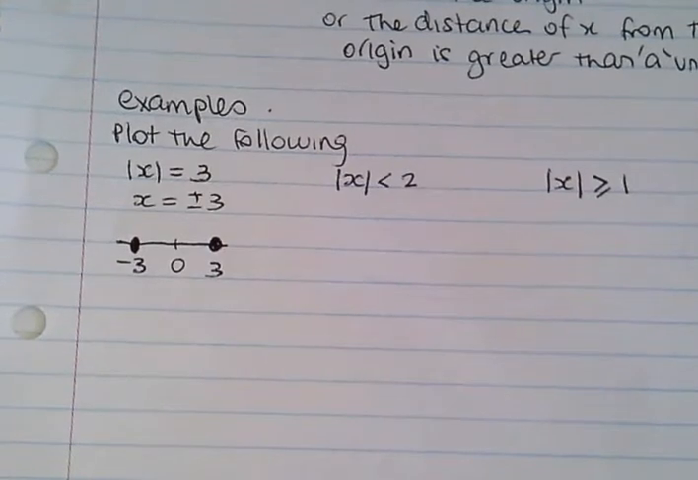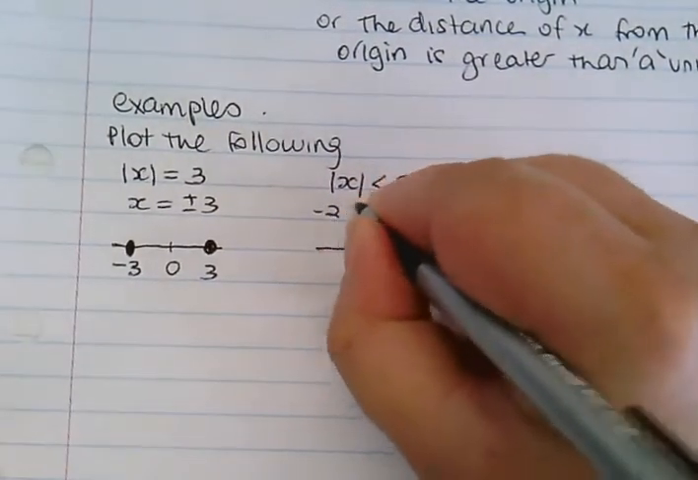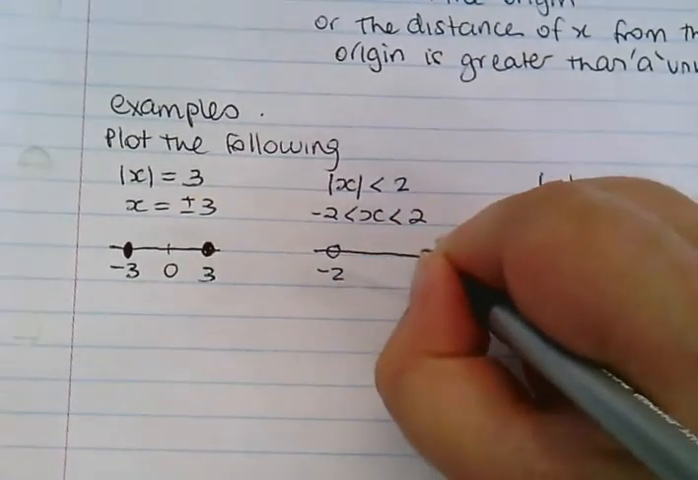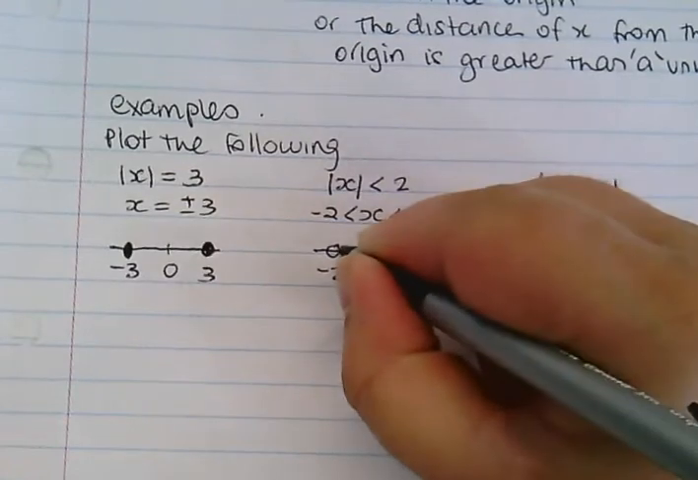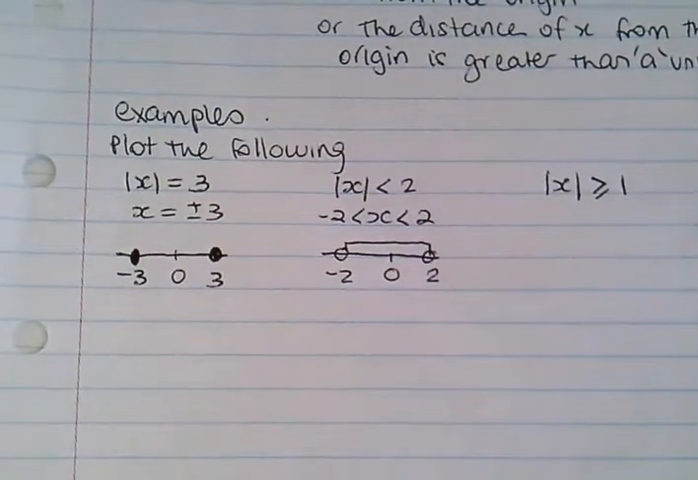Plotting absolute value of x is less than 2. The distance of x from the origin is less than 2 units. That means that x lies between -2 and +2, but not including them. Are we okay?